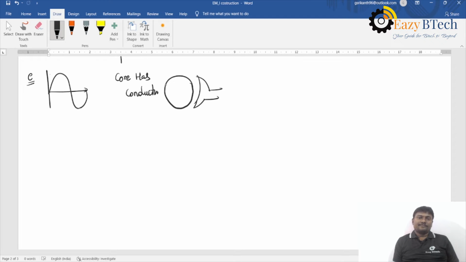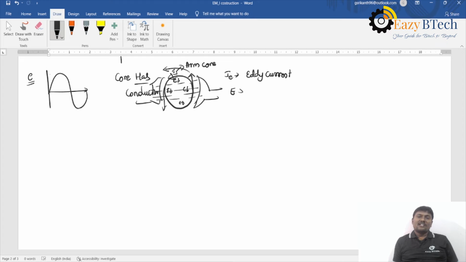If the core has conductivity, what will happen? This armature core is driven with the help of a prime mover, in either a clockwise or anti-clockwise direction. It will be rotating and cutting the flux. An EMF is induced in the winding, which is useful. In addition to that, some EMF is induced in the core.